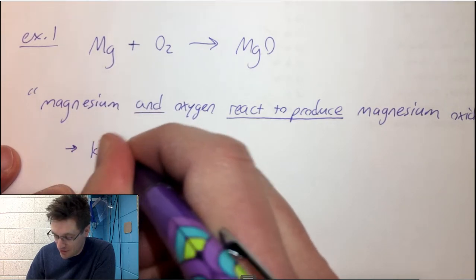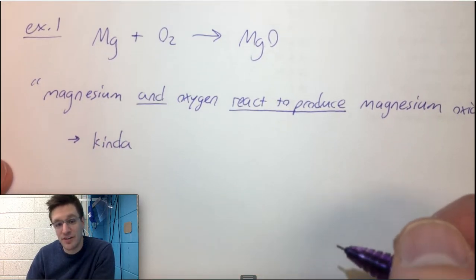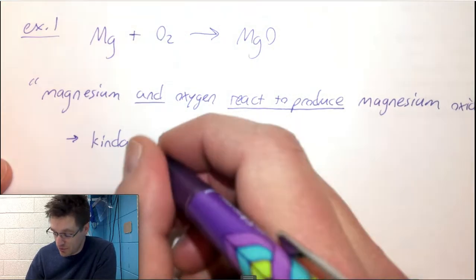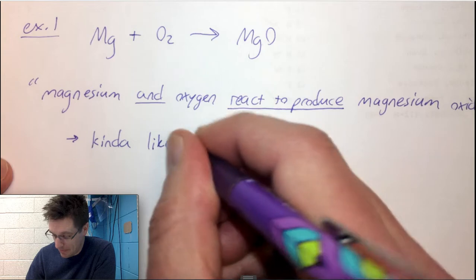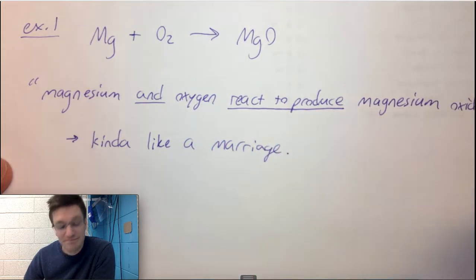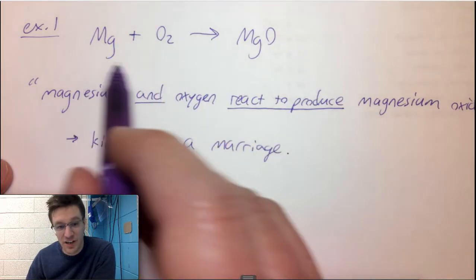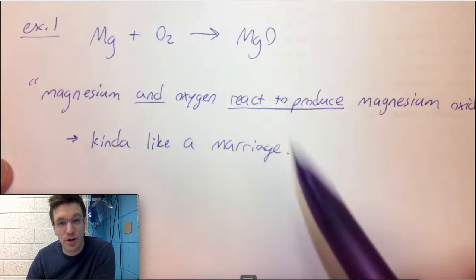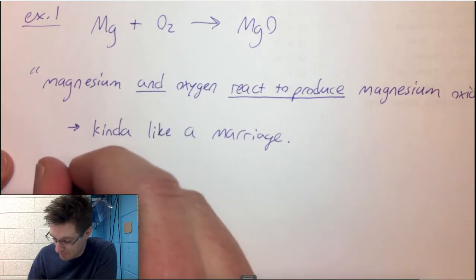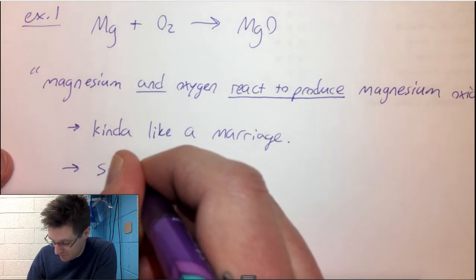Now, the easiest way in my mind to remember the types of reactions is that they're kind of like relationships. This is kind of like 2 people getting married, right? You got 2 separate compounds, they come together, and now they're bonded together after the reaction. That's kind of like a marriage, okay? Synthesis.